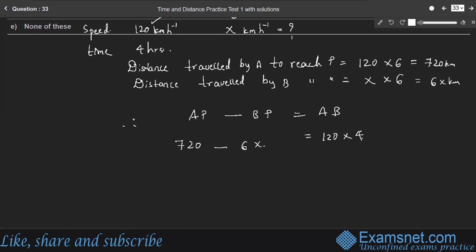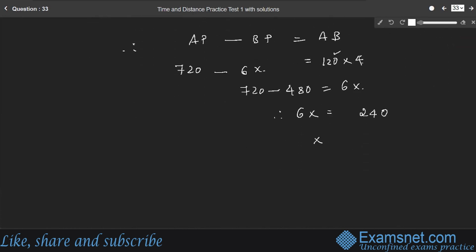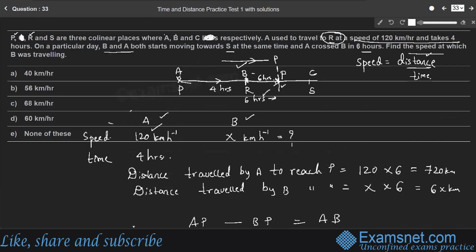Now we can easily find the value of x. Therefore, 720 minus 120 into 4, which is 480, is equal to 6x. Therefore, 6x is equal to 720 minus 480, which is 240. Therefore, the value of x is 40, 40 kilometer per hour. What is x? The speed of B. The speed of B is 40 kilometer per hour. Option A is the right answer.